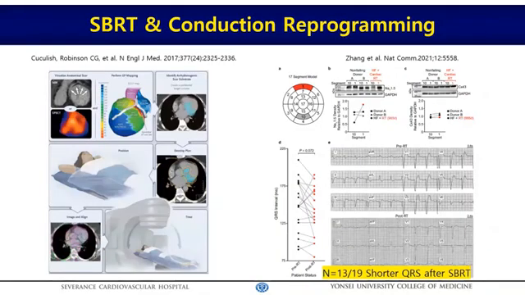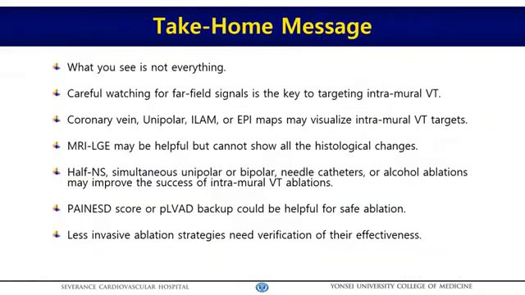The last one is radioablation. After the first report from Washington University in 2017, many centers tested this non-invasive ablation technology. In this recent report, SBRT shortens the QRS width and increases conduction velocity at the scar border zone by reprogramming of gap junction and sodium channels. However, we need longer-term clinical outcomes of VT radioablation.